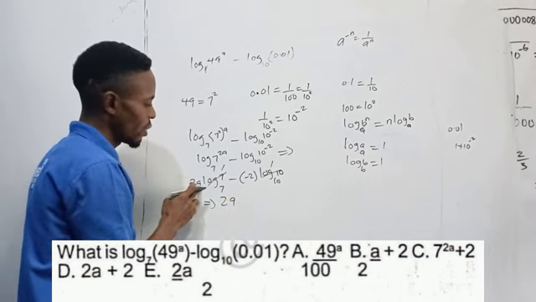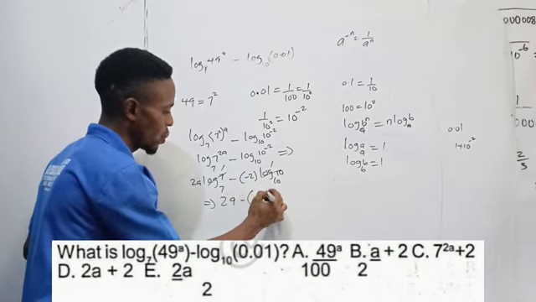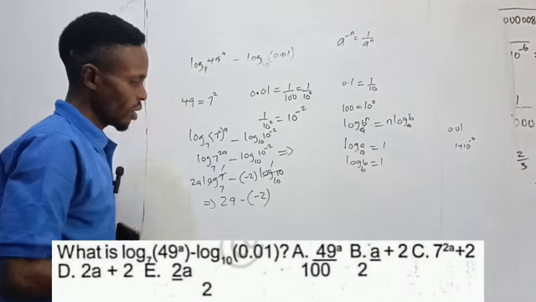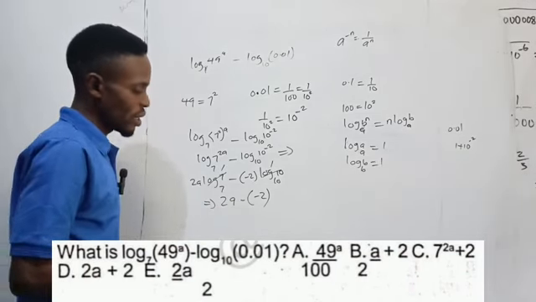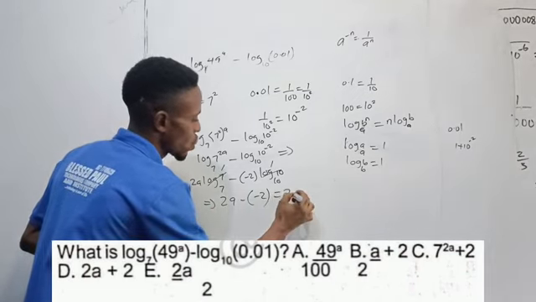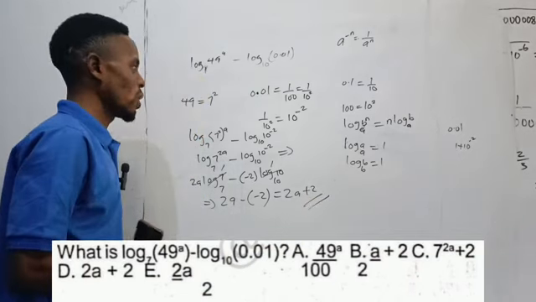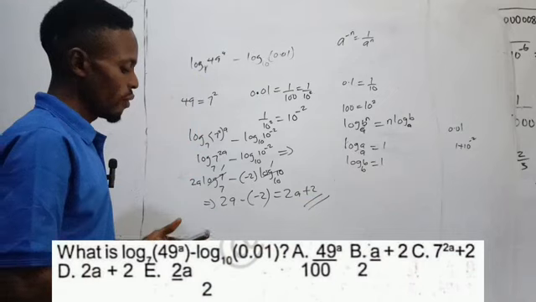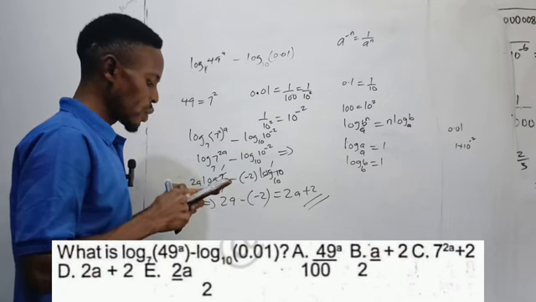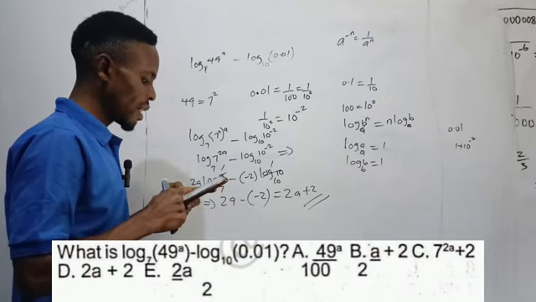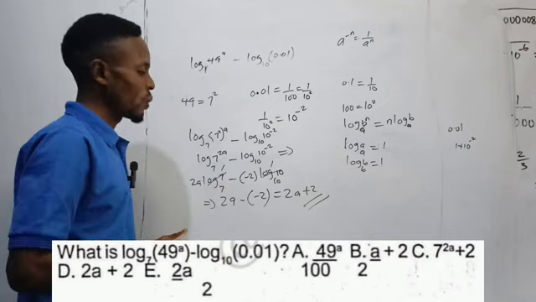So we have 2a left here. 2a times 1 is 2a, minus, open brackets, minus 2 here, close bracket. So minus times minus will give us positive. So that will be equal to 2a plus 2. The answer is 2a plus 2, and that is how you solve this question. If you look at the options, you discover that it is option D, the option that is 2a plus 2. So that's the solution to this problem.